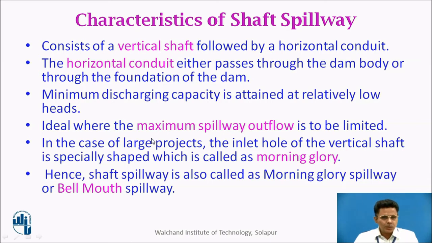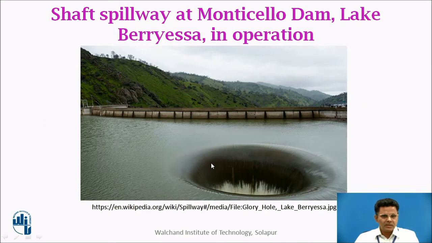This spillway can be ideal when maximum spillway outflow is to be limited. In case of large projects, the inlet hole of the vertical shaft is specially shaped, which is called a morning glory, and hence the shaft spillway is also called a morning glory spillway or a bell mouth spillway. You can imagine this is a bell mouth.